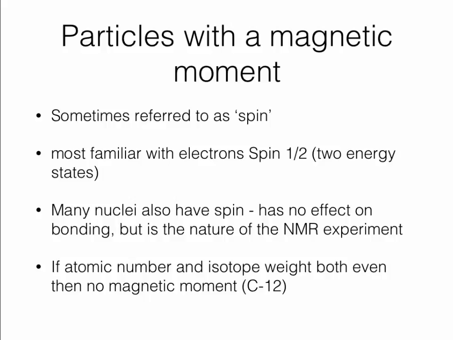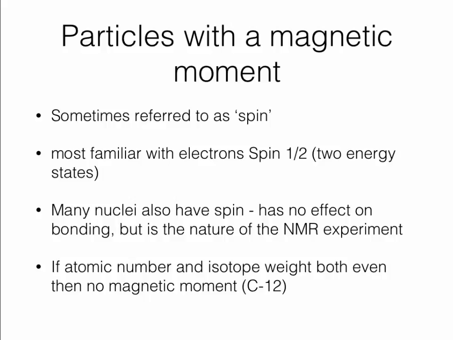What you may not be aware of, but soon will be, is that many nuclei also have spin. It has no effect on the bonding, but it's this nuclear spin that has the consequences in NMR. Now, not everything has a nuclear magnetic moment. If the atomic number and the isotope weight are both even, then there's no magnetic moment. So carbon-12 has no magnetic moment because its number is 6 and its weight is 12. Oxygen-16, you can't do an NMR experiment on because its atomic number is 8 and its isotope weight is 16.